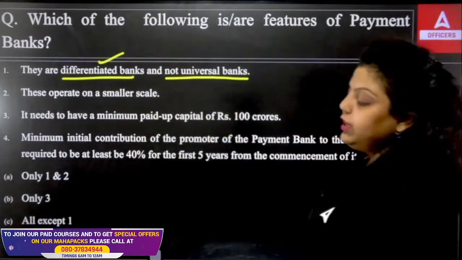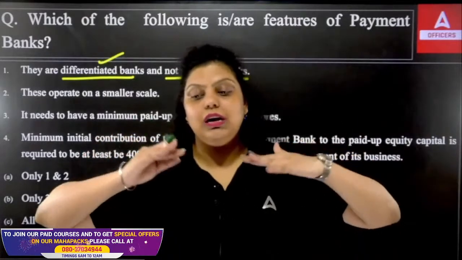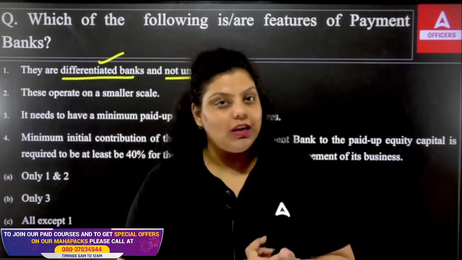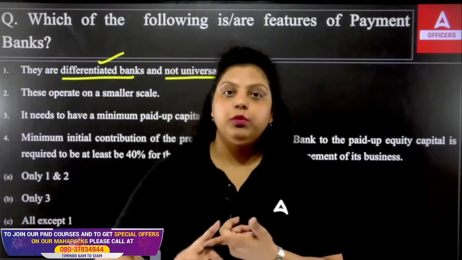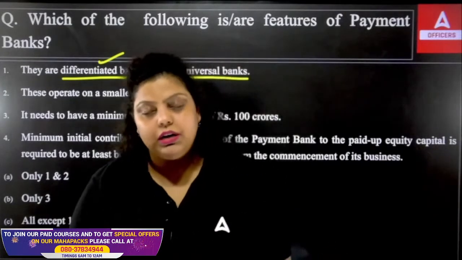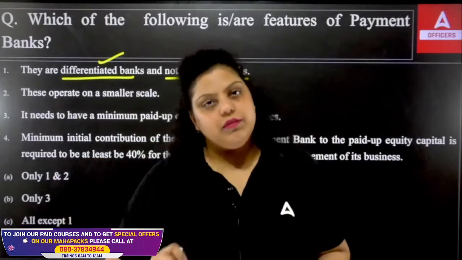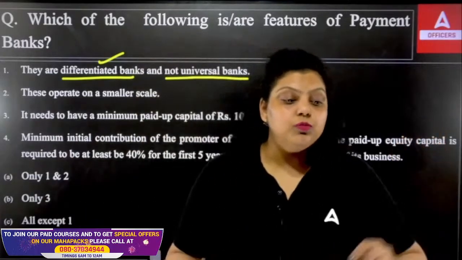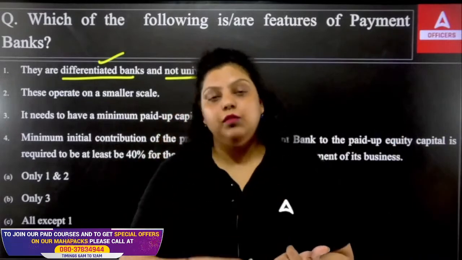Universal banks are those banks which provide all the services under a roof. When you go to the bank, deposit, withdrawal, lending, check clearance, demand draft, locker facility, safe custody, demat account, mutual fund, insurance, credit card, debit card, international credit card, debit card, everything is available under a single roof. That is universal banking. But a payment bank cannot work as a universal bank, because a payment bank cannot give loans to the public.